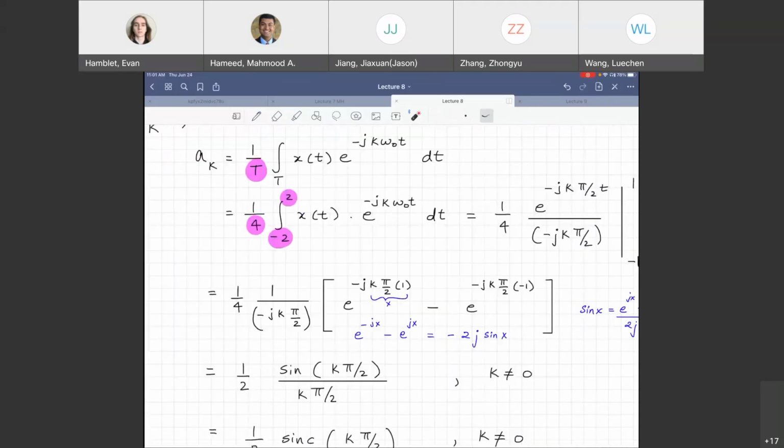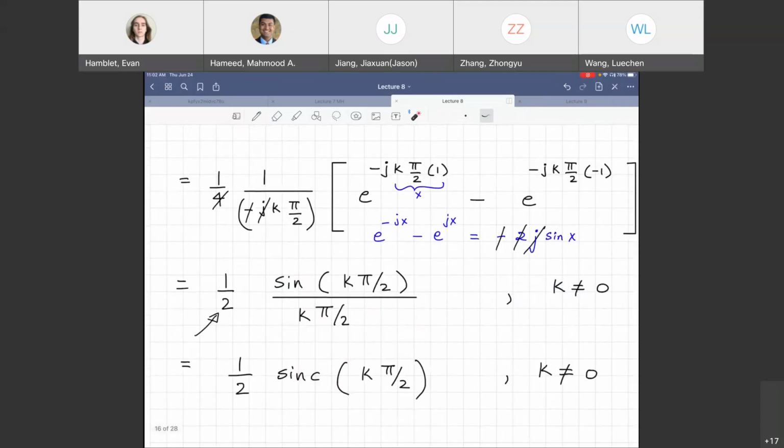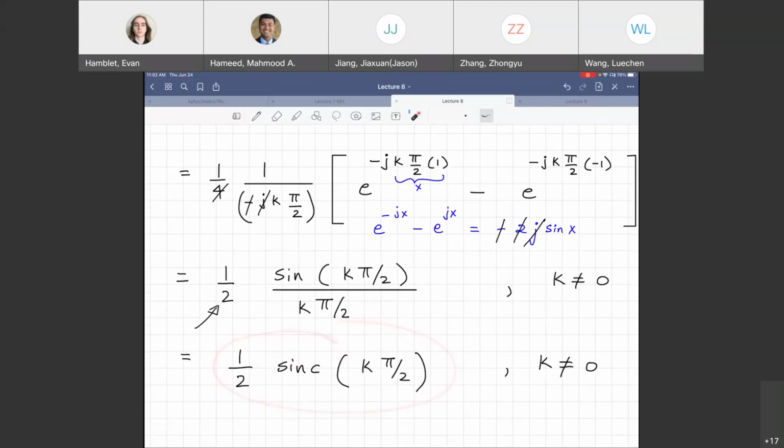That's going to give you something which is going to cancel out. You've got a negative here that's going to cancel out with the negative there. You've got a j there that'll cancel out with that j there. Then you've got a sine x that carries over. X is our k pi over 2. You're left with this k pi over 2 over here. And then this 2 and this 4 will give you this 2 remains. Just simplified it. And this is going to be for all k that are not equal to 0, because a sub 0 we have already evaluated. If you simplify this, you will get a sinc.